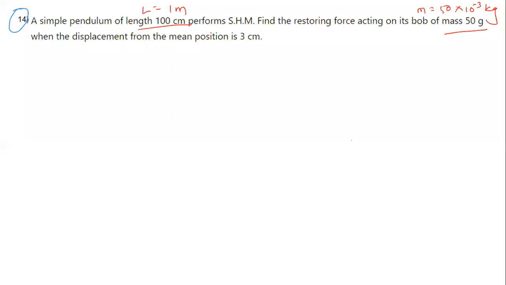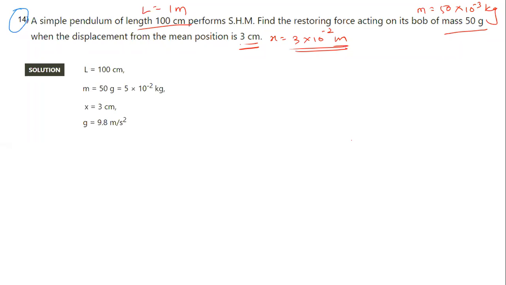When displacement from mean position is 3 centimeter, so it is x. So it is 3 into 10 raised to minus 2 meter. And what we have to find out? Restoring force. So given, we enlist here: length is equal to 1 meter, mass 50 gram means 5 into 10 raised to minus 2 kg, x is 3 centimeters, so we can write 3 into 10 raised to minus 2 meter. And g we can use 9.8.